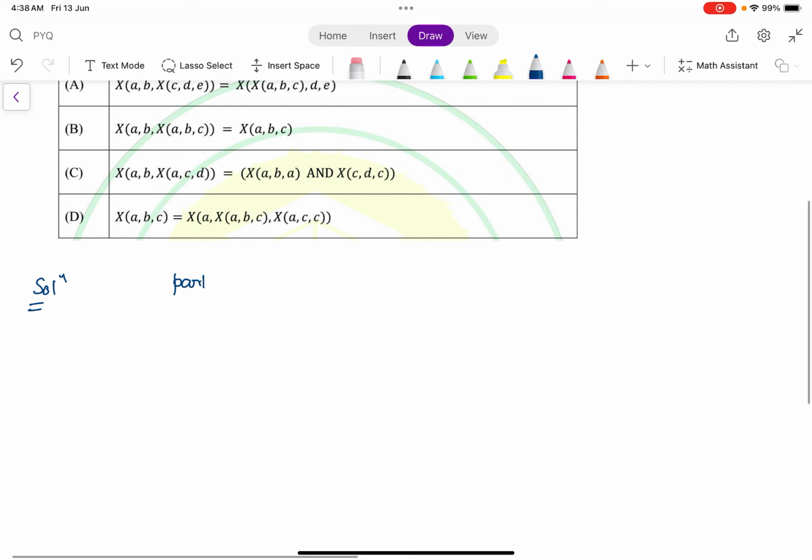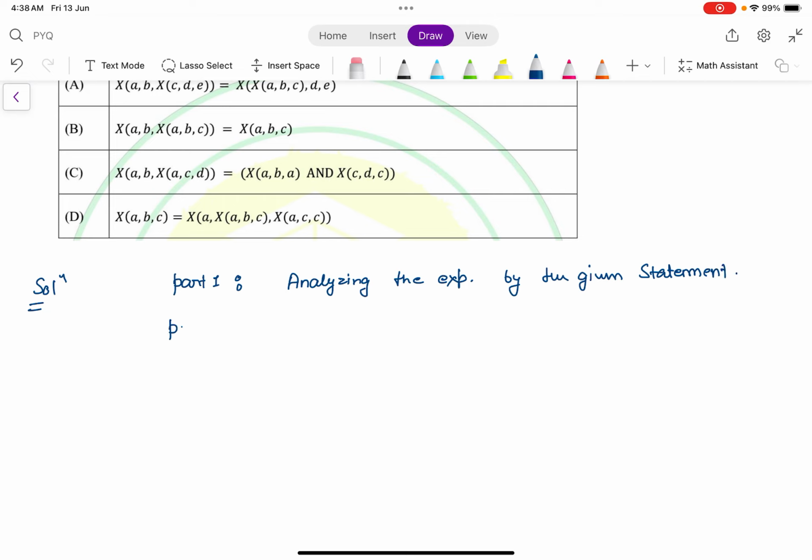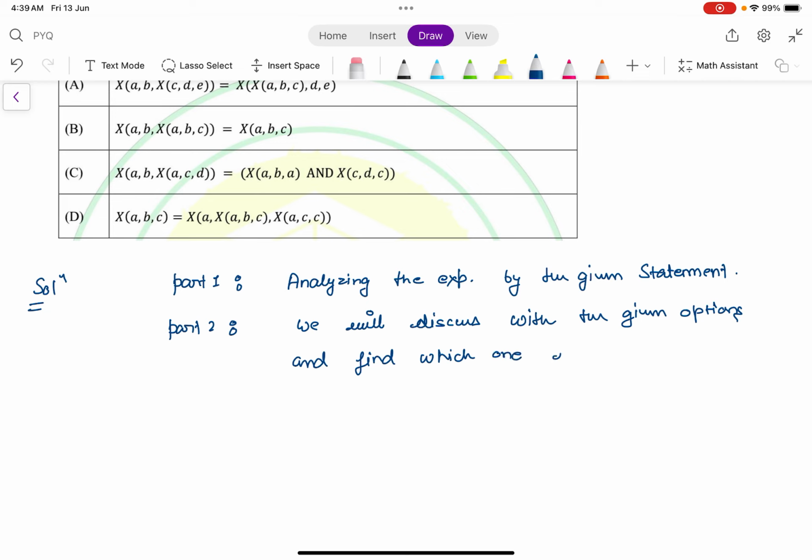Part 1 is analyzing the expression given by the statement, and the second part, we will discuss with the given options and find which one is correct.